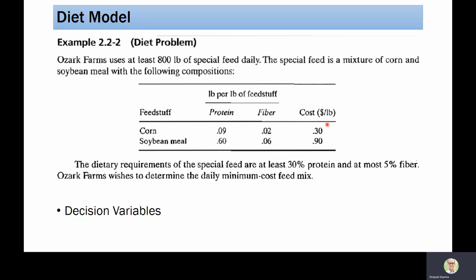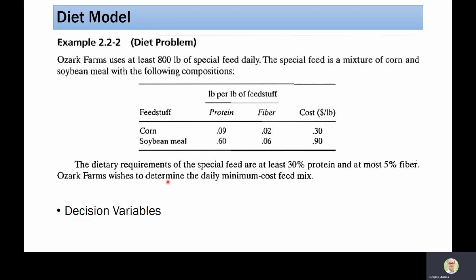Now corn and soybean are available in the market. Their corresponding costs are 0.30 cents and 0.9 cents. The dietary requirements of the special feed are at least 30% protein, meaning the corn and soybean should be mixed in such a way that the protein of the special feed is at least 30%, and at most 5% fiber. Means protein can be 30% or more, but fiber can be 5 or less than 5.